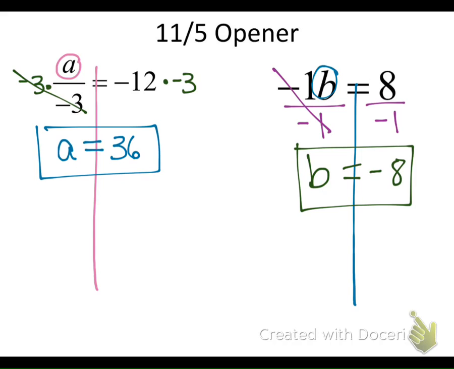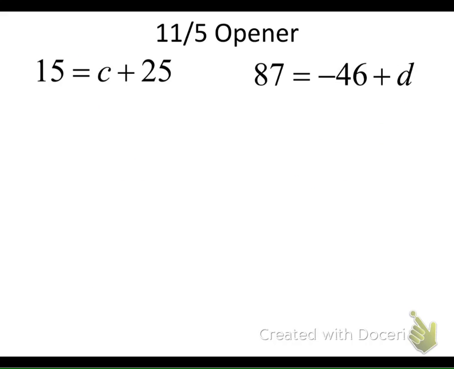Okay, let's look at the next one. When we're solving equations, we leave the variable on the side that it starts, so we don't need to worry about rewriting the variable. We're going to keep the variable on the right side this time, and that's okay. Our goal still remains the same: we want to get the variable by itself.